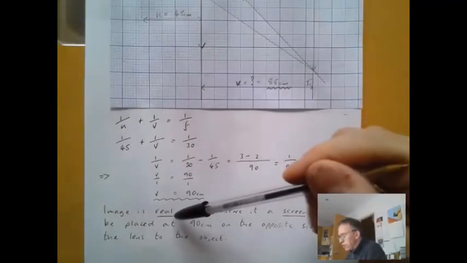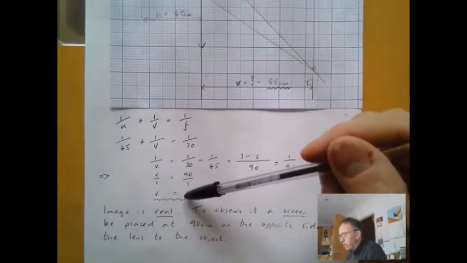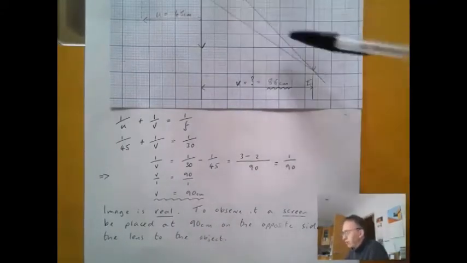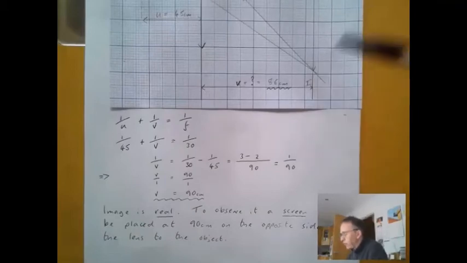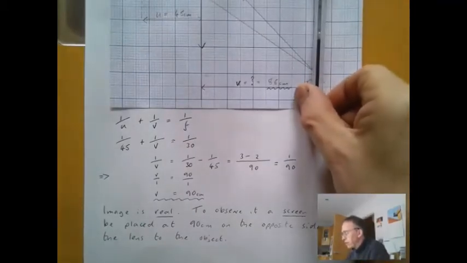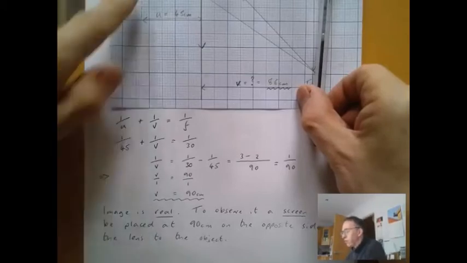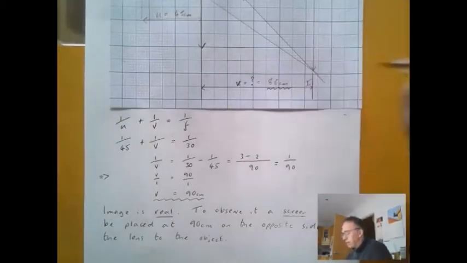This image is real because the calculated value is positive and because we can see it is from the ray diagram. So if we wanted to observe it, we'd have to place a screen at 90 centimeters from the lens on the opposite side from where the object is, and the image would then be projected on the screen. So that's that.